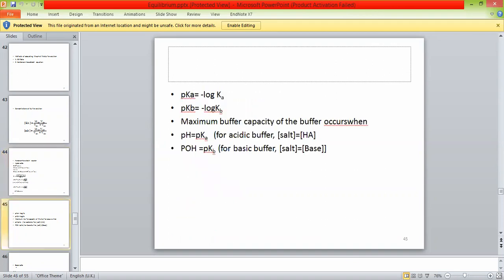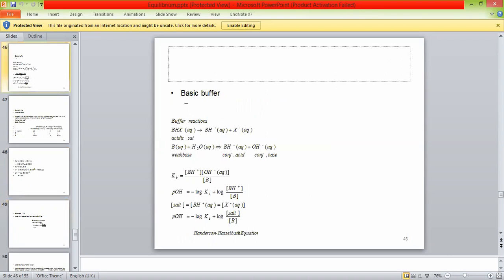pKa is equal to the negative log of that, and pKb is equal to the negative log of that. So the maximum buffer capacity of a buffer, that is that. They're explaining what I've already talked about. So for a basic buffer, instead of Ka here, you're using Kb. This is the only difference that is there.